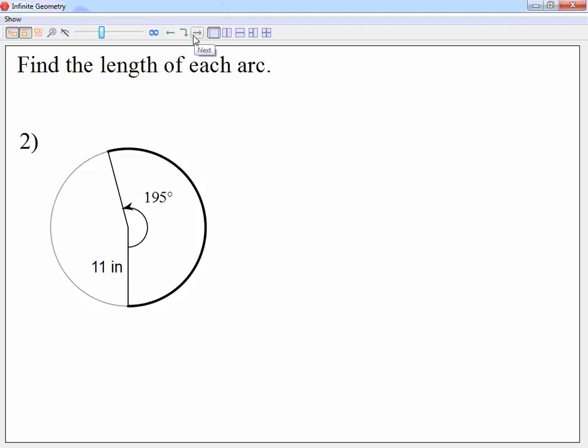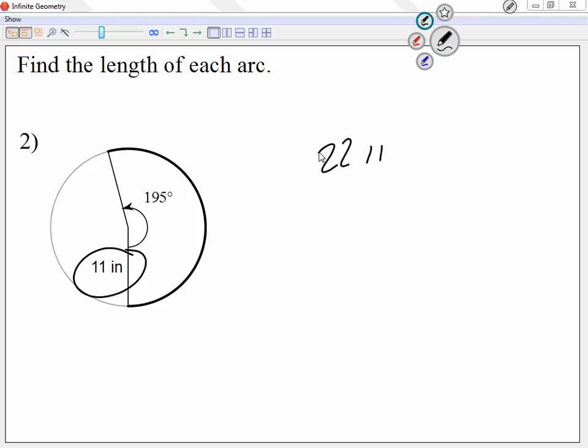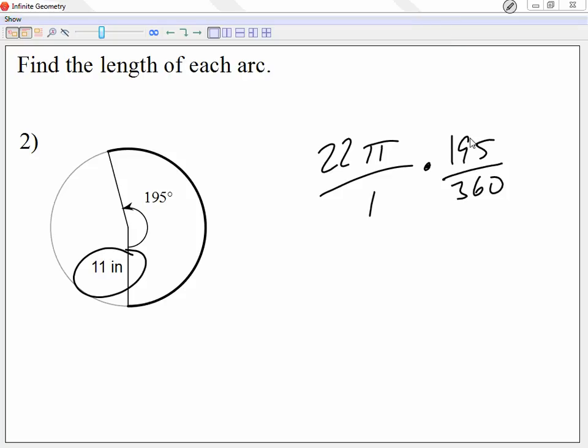Let's take a look at question number 2. The radius is 11. So the distance around the whole circle, the circumference, will be 22 pi over 1. Remember, it is diameter times pi. Now I'm going to multiply this by 195 over 360, because this is how much of the circle we got. Let's simplify 195 over 360. Let's divide each by 15. 13 over 24. Then diagonally, 22 and 24, we can divide each by 2. So it's 11 and 12.